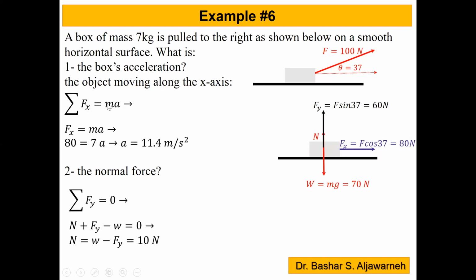So summation of F of x equals m times a. Here I'm taking the x component of the force, which is 100 times cosine 37, which is 80 Newton, equals 7 times a. With your calculation, you will get a equal 11.4 meters per second squared. Now to calculate the normal force, as you can see here, the normal force is in the y-axis, and there is no motion along the y-axis. So summation of F of y equals 0: normal force plus Fy minus W equals 0. Do your calculation, and you will end up with normal force equal 10 Newton.